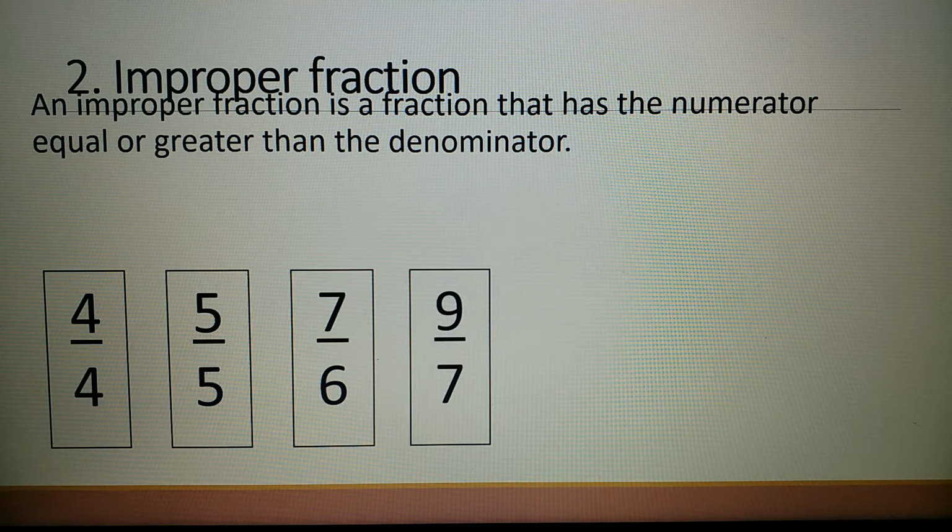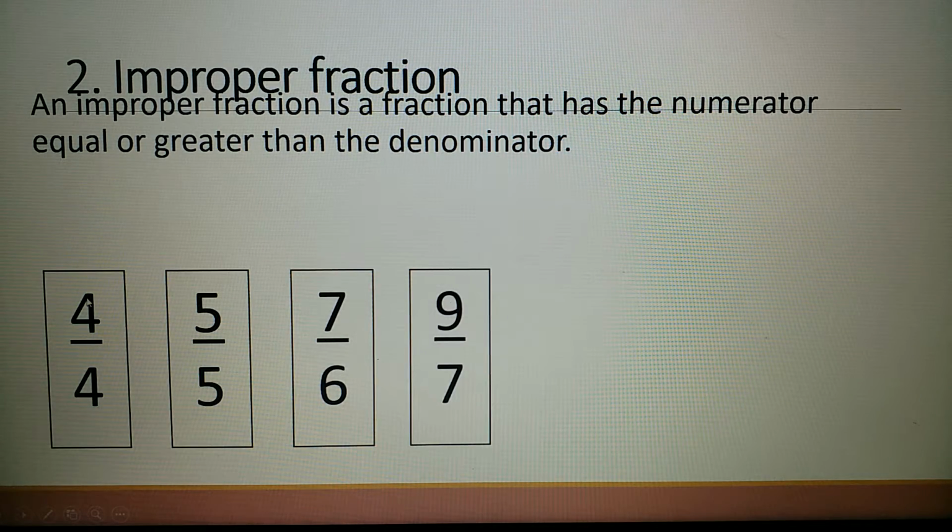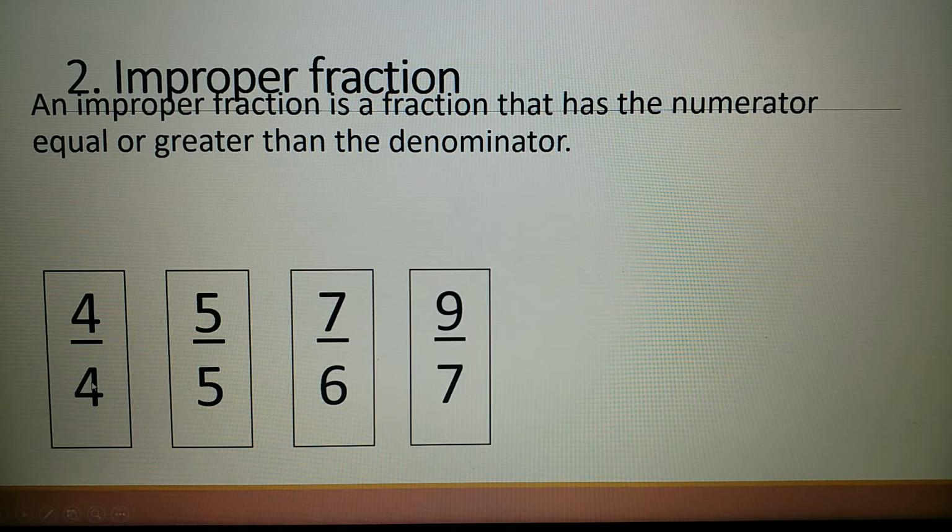Another type of fraction is the improper fraction. An improper fraction is one where the numerator is equal to or greater than the denominator. For example, 4 over 4. 4 is the same as the denominator, which is 4, so same numerator and same denominator. Another is 7 over 6, where the numerator is greater than the denominator. 7 is greater than 6. 9 is greater than 7. Therefore, it's an improper fraction.